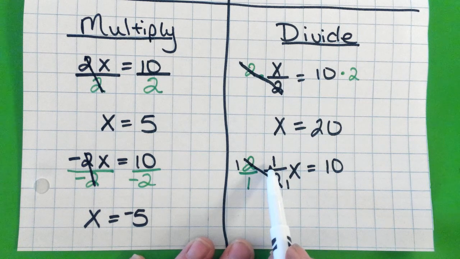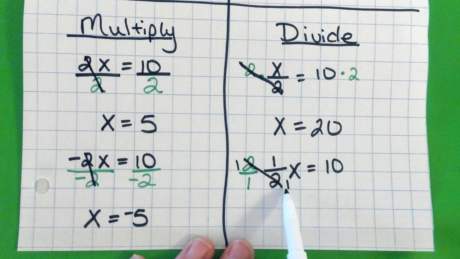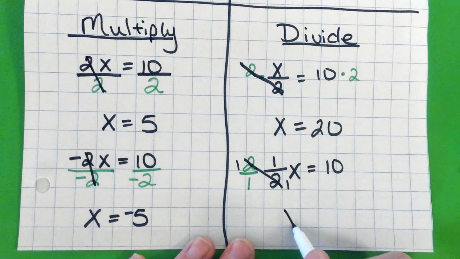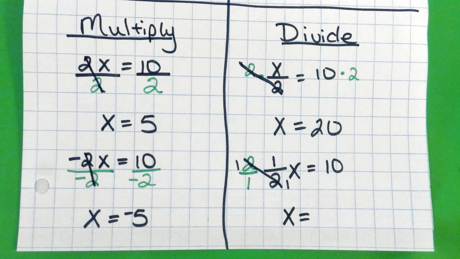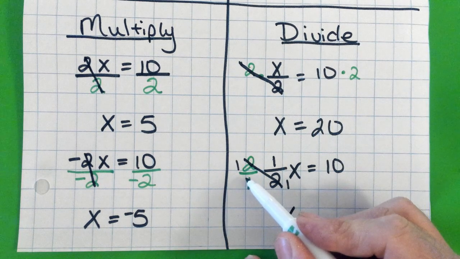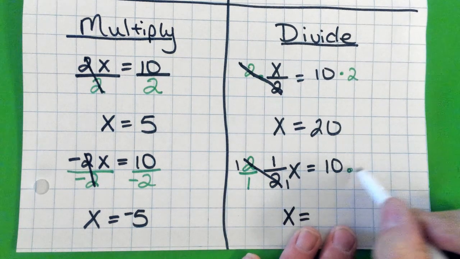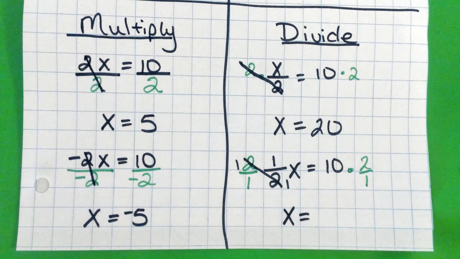And top times the top, 1. Bottom times the bottom, 1. And 1 divided by 1 is 1. And what do I get? 1x equals. Now what I do to one side, I have to do to the other. So if I times 2 over 1 on the left, I got to times 2 over 1 on the right. And multiplying fractions ain't no problem.